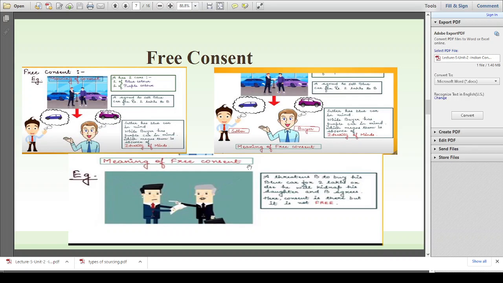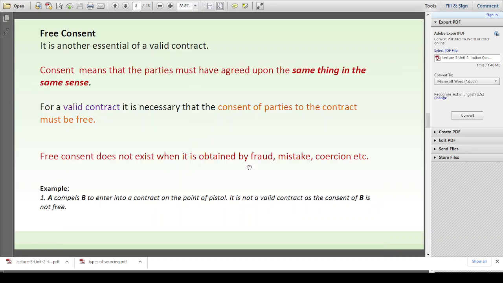Consent, right? What is free consent? Free consent is another essential of a valid contract. Consent means that parties must have agreed upon the same thing in the same sense, right? In the first point we understood, offerer is there, offeree is there. Offerer is making an offer, right? So the offeree has to understand the offer in the same sense which is given by the offerer. So there should be uniformity in the understanding. You have to understand the things in the same manner. The subject matter should be clear, the terms and conditions should be clear. So that is what free consent is all about.